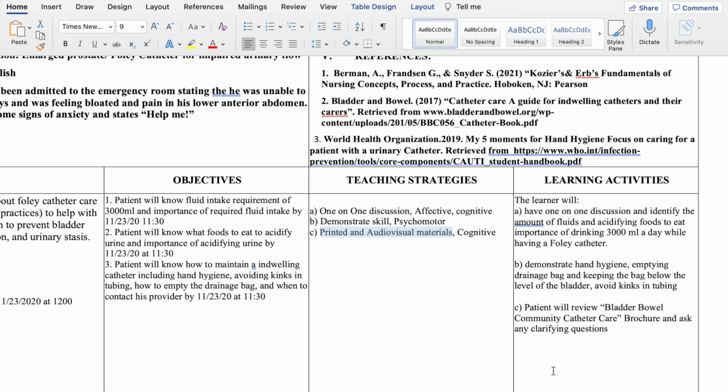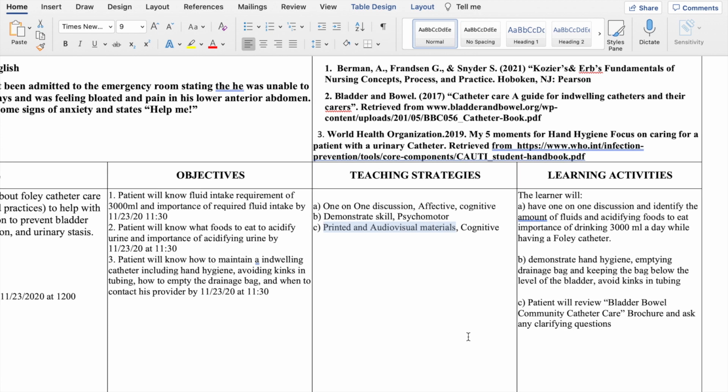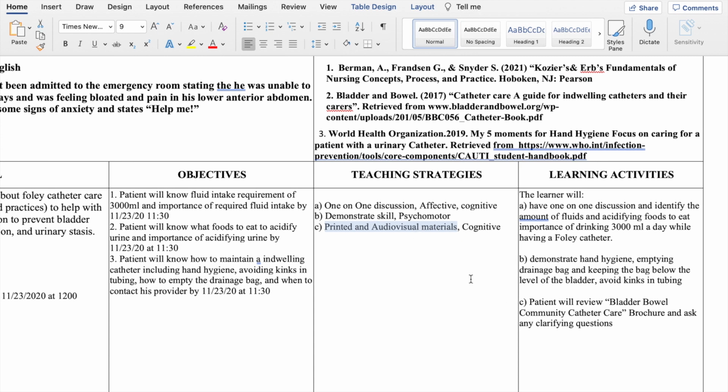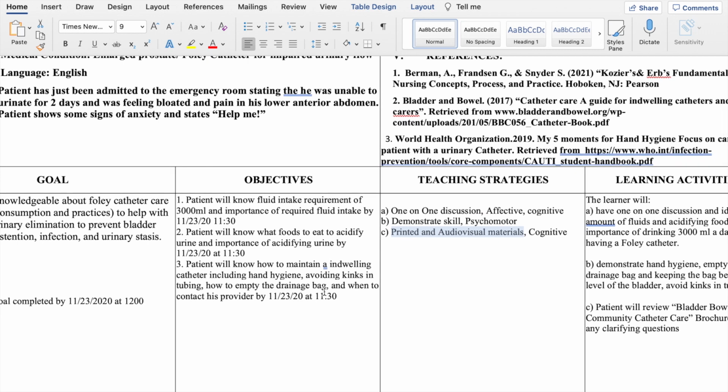You want to include some type of learning aid, because I know that was part of our rubric, is including an actual learning aid. Like you got points for including a learning aid. So it is best to always at least have this teaching strategy, the printed and audio-visual materials, because you get points for having it here and also for using it with your patient.